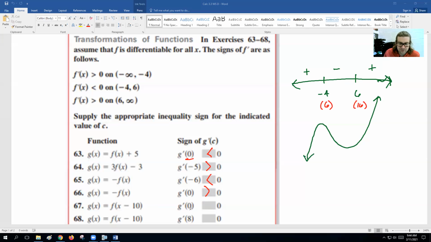So what about g prime of 0? Well, 0 over here is positive, so that would stay positive. And what about g prime of 8? Now, 8 is in between 6 and 16, so that would be negative.